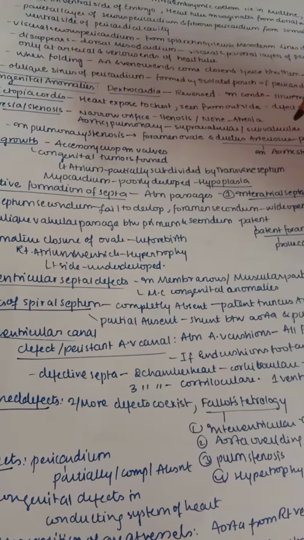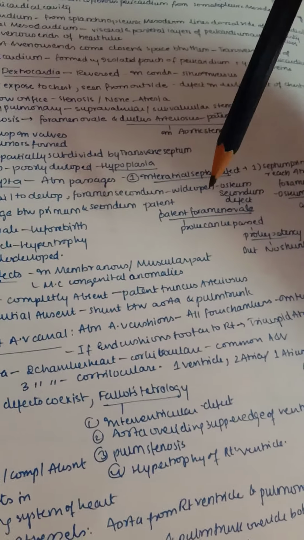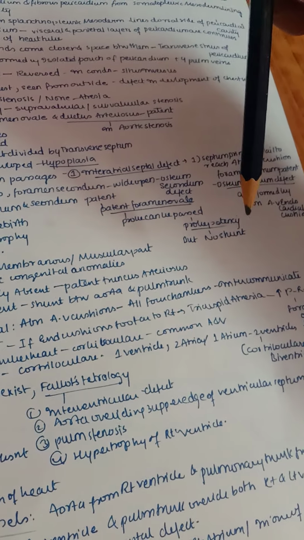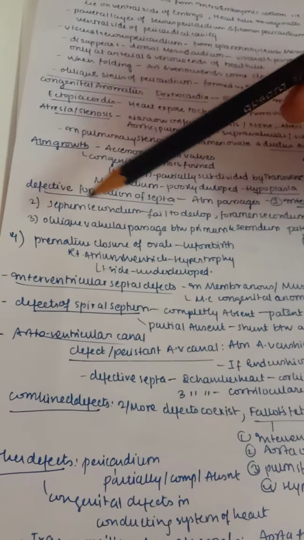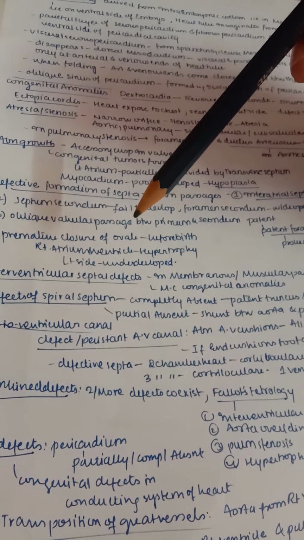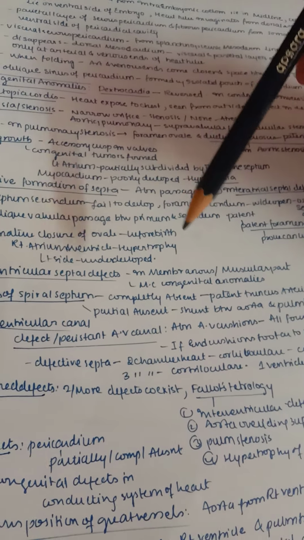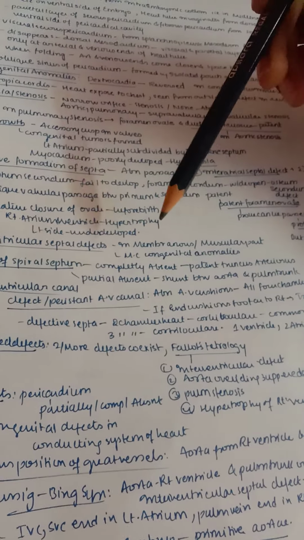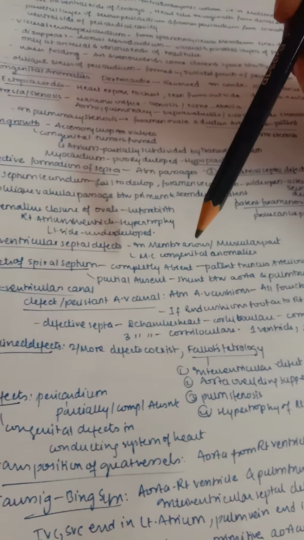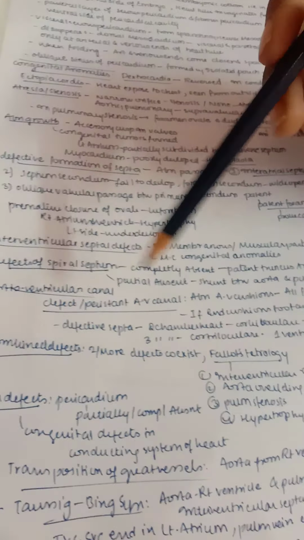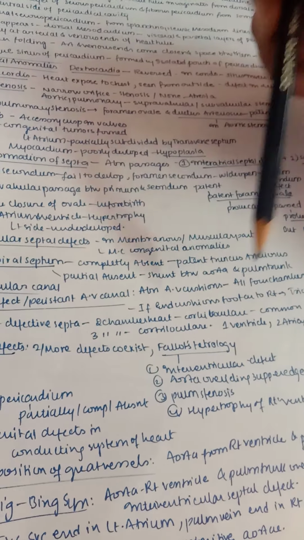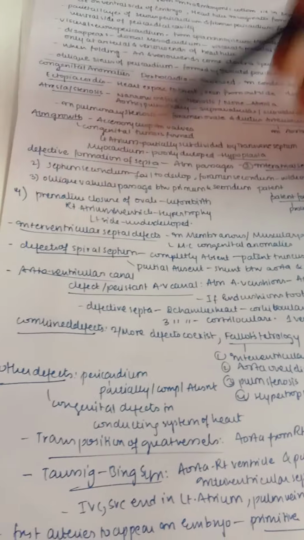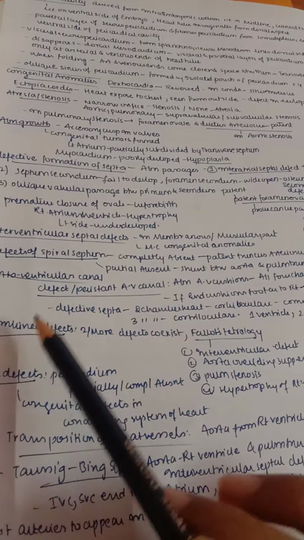And the oblique valvular passage between the septum primum and the secundum patent, so that is called patent foramen ovale. The probe can be passed, so it is called as probe patency, but no shunt is present. And premature closure of foramen ovale before the birth, and right atrium and ventricle undergo hypertrophy, and left side is underdeveloped. So interventricular septal defect in the membranous or muscular part is the most common congenital anomaly. And the defects of the spiral septum, completely absent, patent truncus arteriosus, partially absent, shunt between the aorta and the pulmonary trunk. Atrioventricular canal defect or persistence of AV canal.